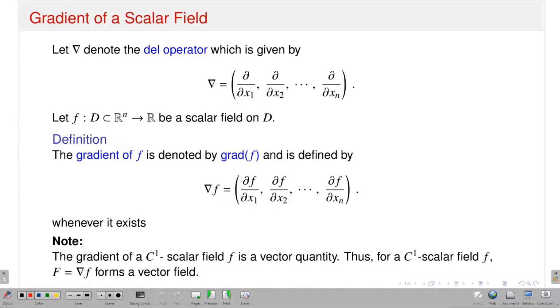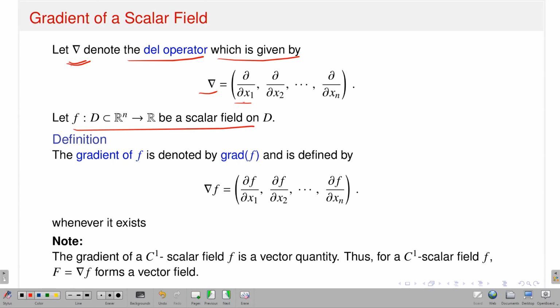So I am denoting, this symbol is called the del operator, which is given by del/del x1, del/del x2, up to del/del xn. That means I have a scalar field from some domain in Rn to R. So how many variables? x1, x2, up to xn, n independent variables. So I am defining the corresponding del operator, del/del x1, del/del x2, up to del/del xn.